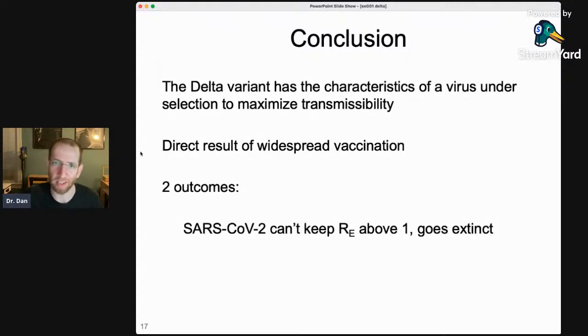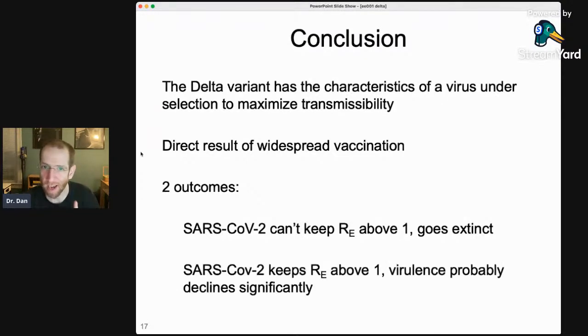I'm speaking about the United States here. Your mileage may vary in different countries. If SARS can't keep its R above 1, that means we hit herd immunity and it's going to go extinct. But even if that doesn't happen, maybe it does keep its transmissibility above 1. It's able to hang out. That's probably going to require some trade-offs in terms of how much harm it causes its hosts.